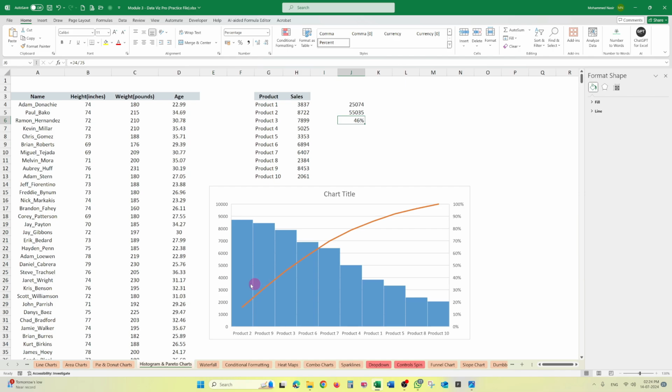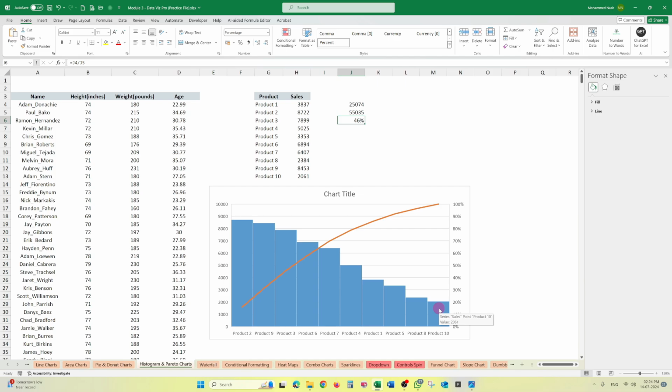70% is being sold here, only 10% is being sold here, and 60% of product is being sold by product 6, product 3 and product 9. 4 products are selling 60%, right? So 40% are being sold by the remaining 2. So that is how we can determine from the histogram or Pareto chart.